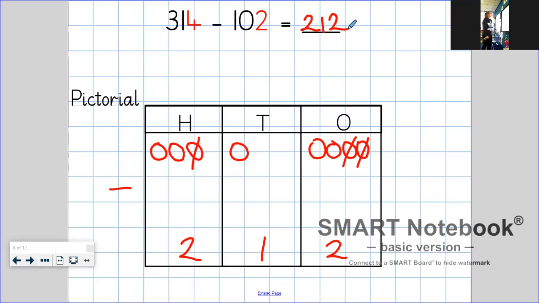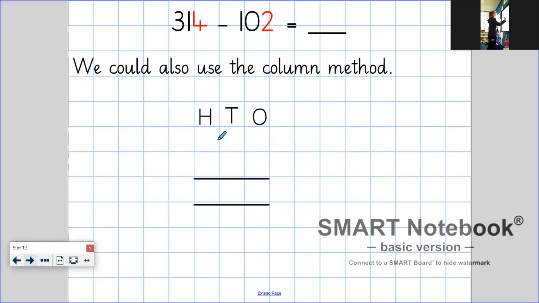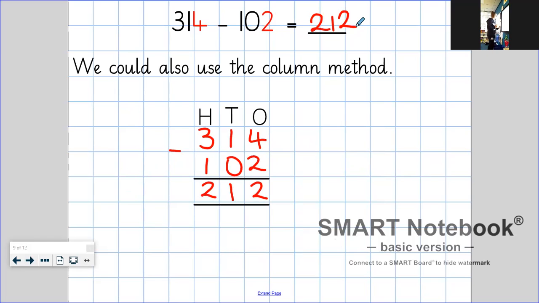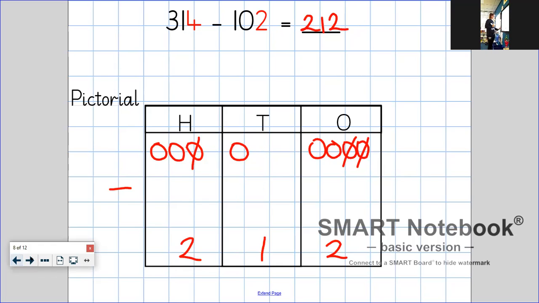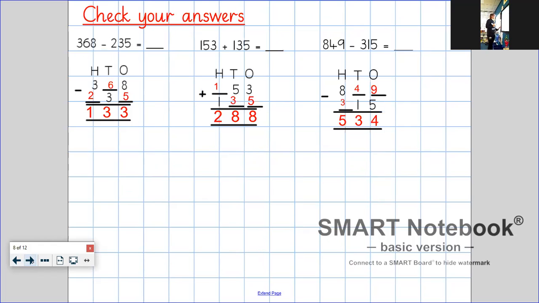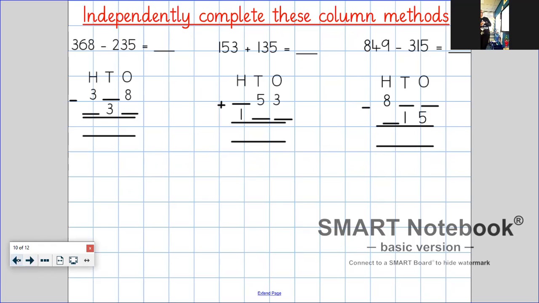Let's check it now with our column. So now we've got 314 set out very clearly to see. 102, start with my ones. 4 take away 2 is 2. 1 take away nothing is still 1. And 300 take away 100 is 200. 212. And if I look back, it's exactly the same answer, just set out in a different way. So, oh no, that was close. I hope you didn't see all those answers.